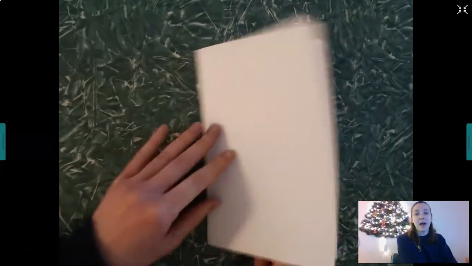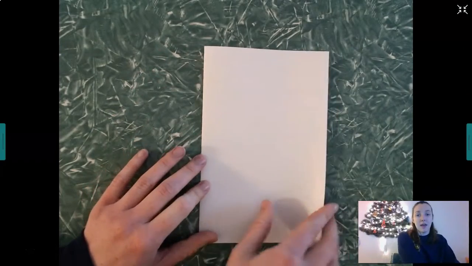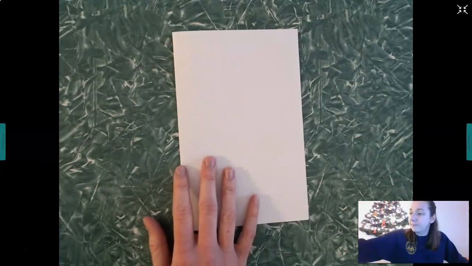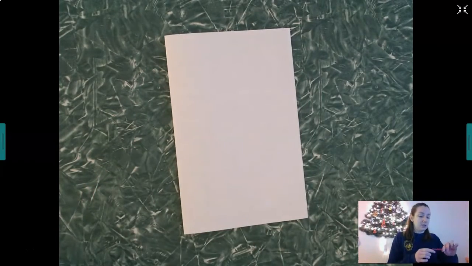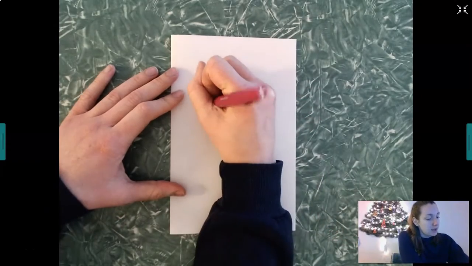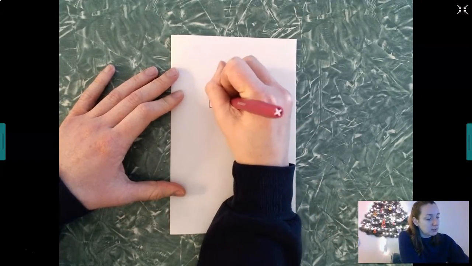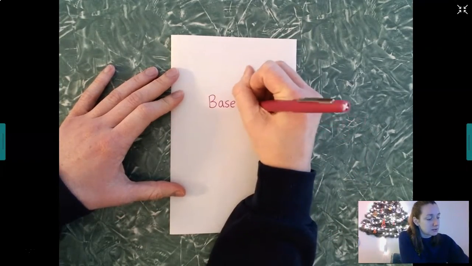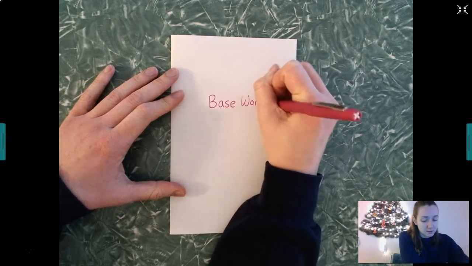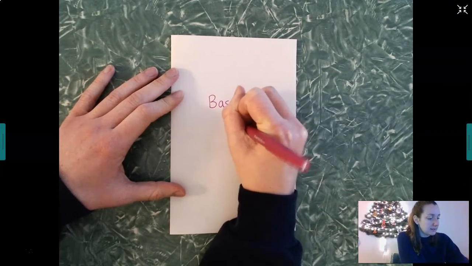So get a piece of paper and just fold it one time in half horizontally to make a book, okay? And then you're going to write base words and endings on your front. So base words and endings.